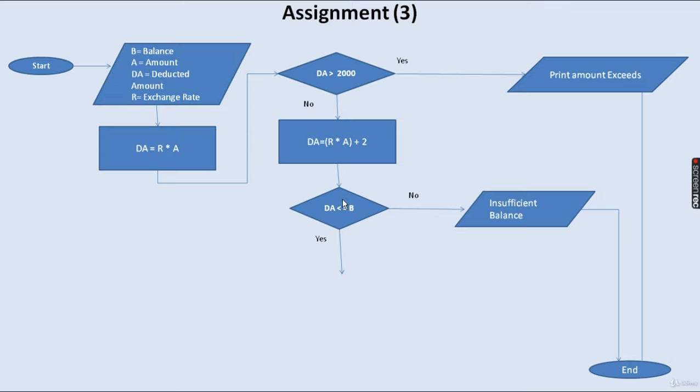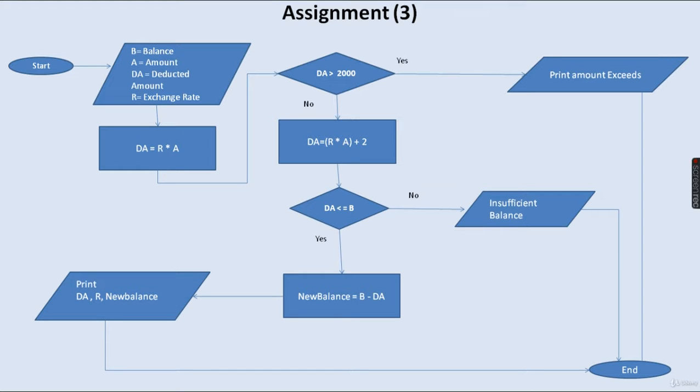So I will calculate the deducted amount again here, and then start to check the available balance. Deducted amount less than or equal available balance. If yes, I will continue. If no, I will display a message insufficient balance and then end. If yes, I can calculate the new balance equal the old balance, the available balance, minus deducted amount, and then finally I will print out deducted amount and R, the exchange rate used, and the new balance, and then end.